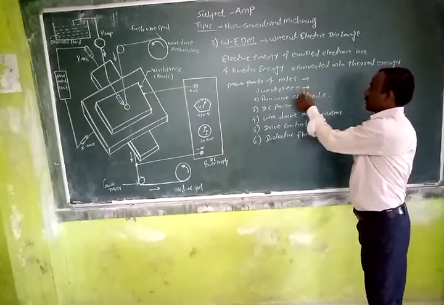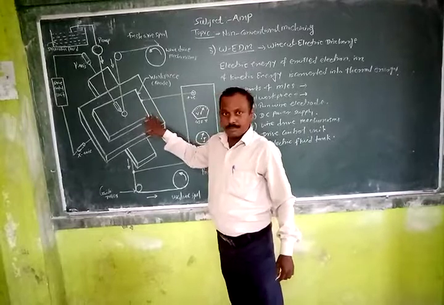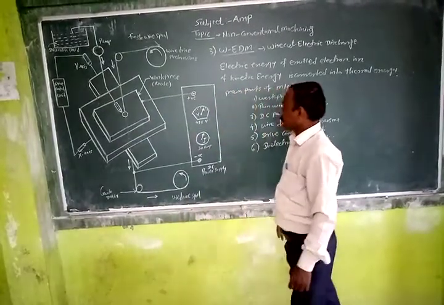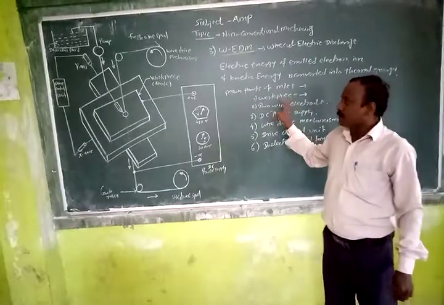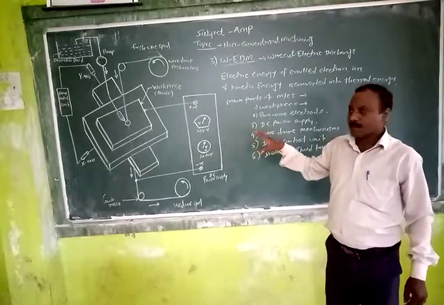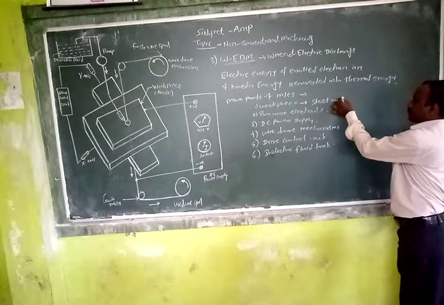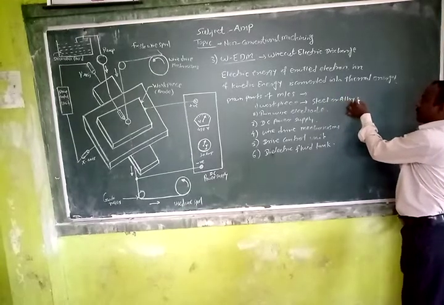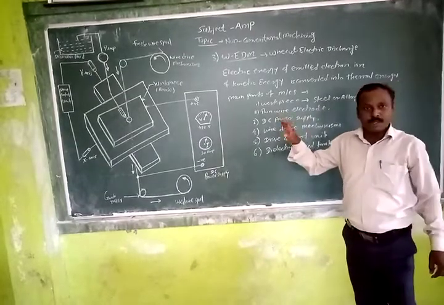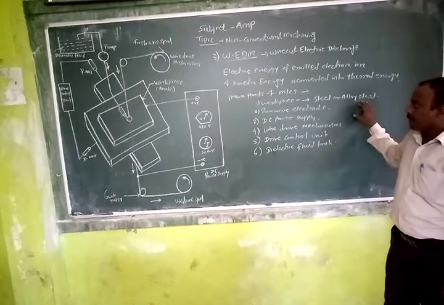Workpiece. This workpiece is placed on this table so it can be worked on. The workpiece is made of steel or alloy steel. This machine is applicable only for steel and alloy steel, only metal.